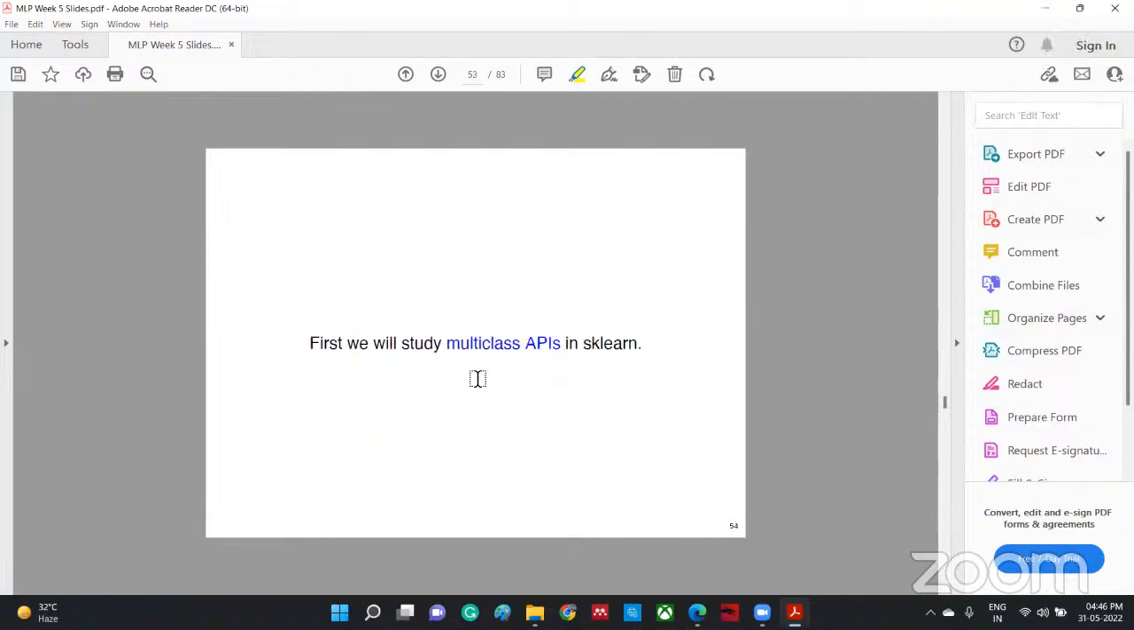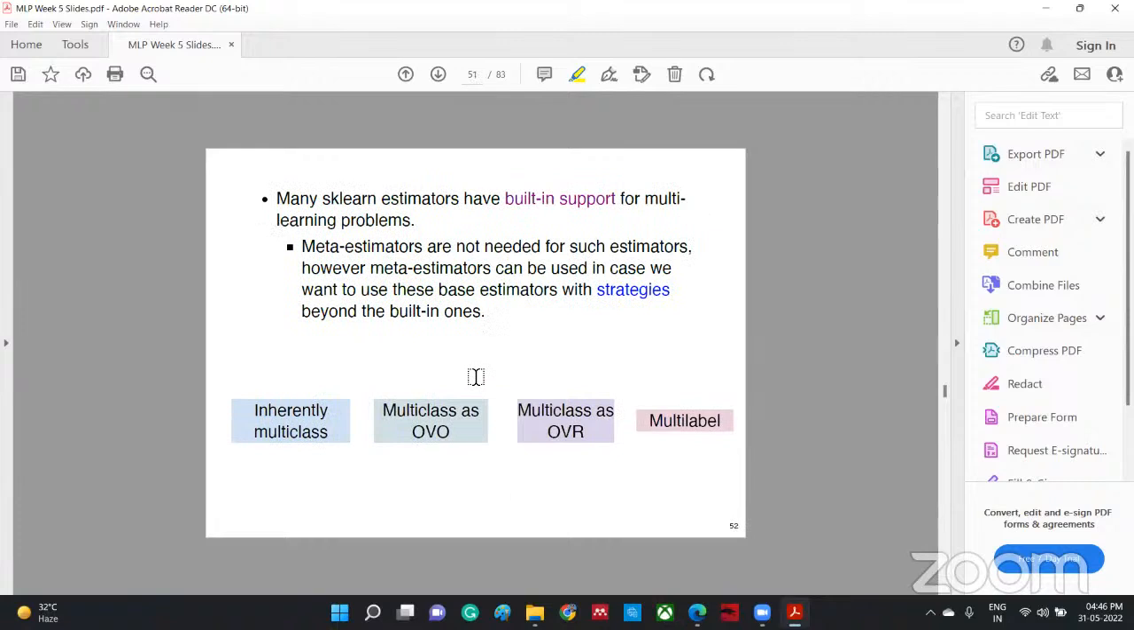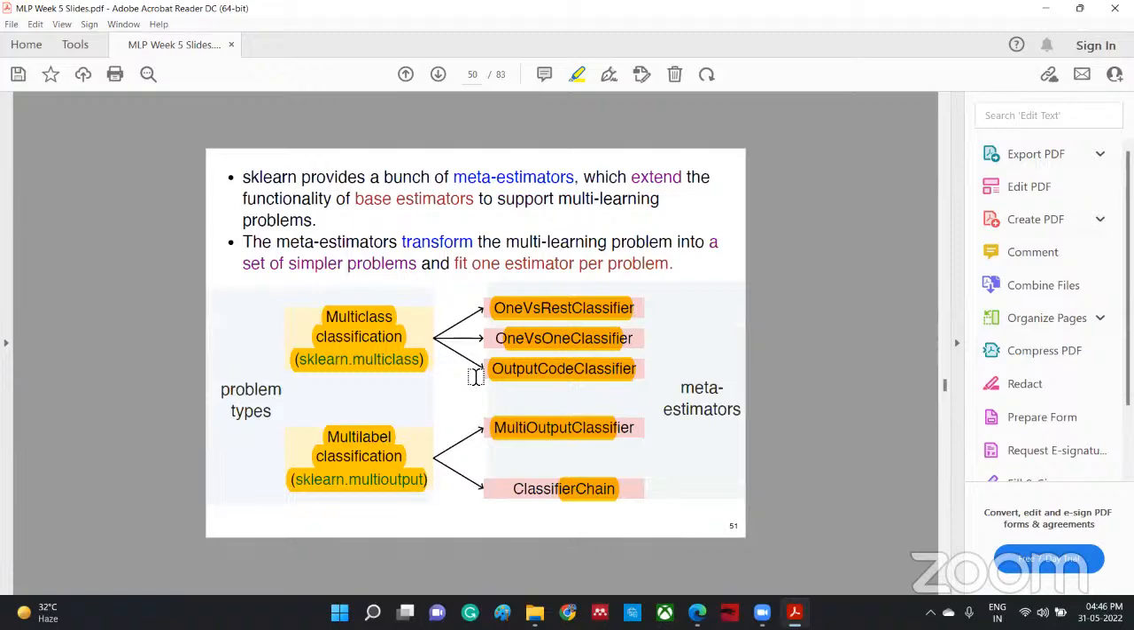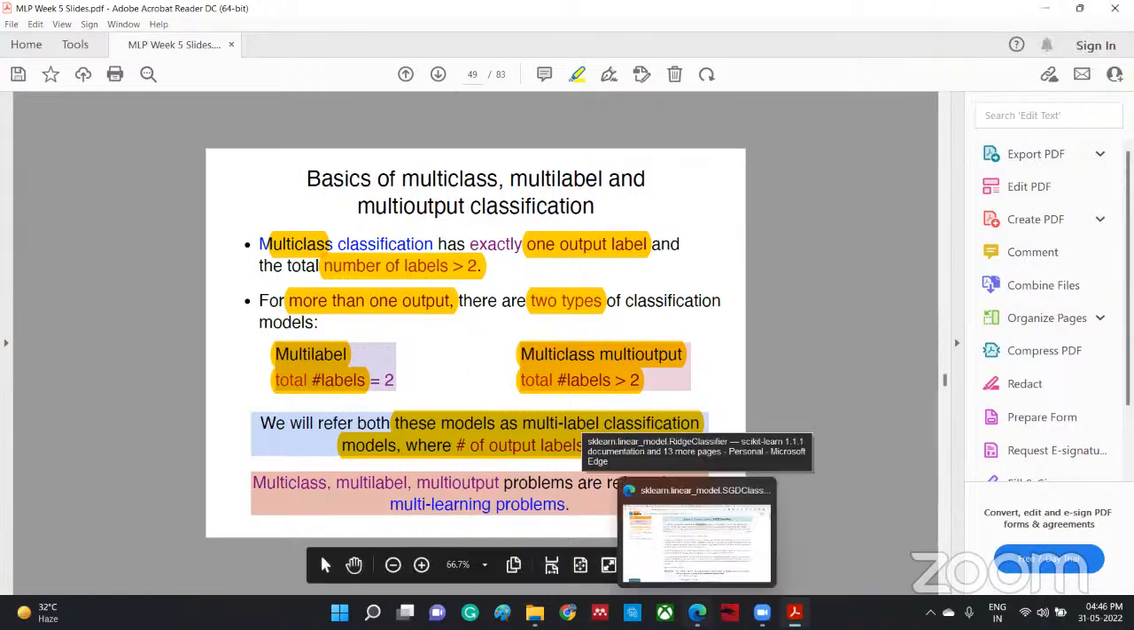Sir, in the previous slide, in that multi-class and multi-label one, why is it restricted to equal to 2? Why can't it be more than 2, the multi-label? Multi-label total number of labels equal to 2. Why can't it be more than 2? So why is the 2 value important? Yeah. Let me check. One minute.